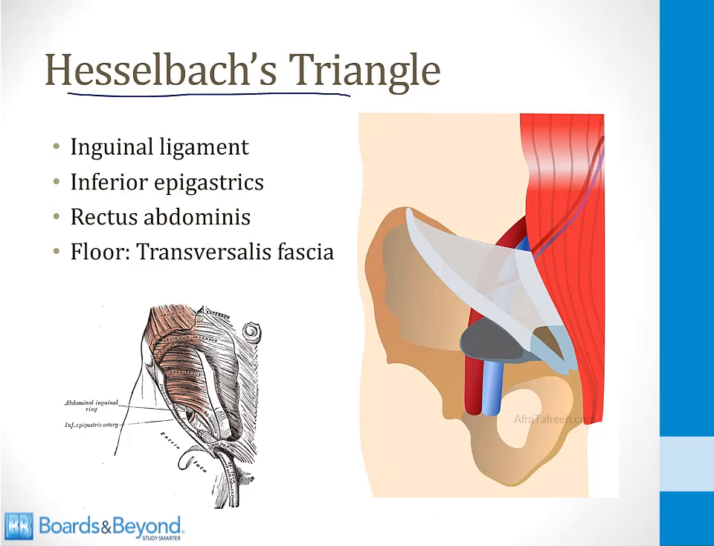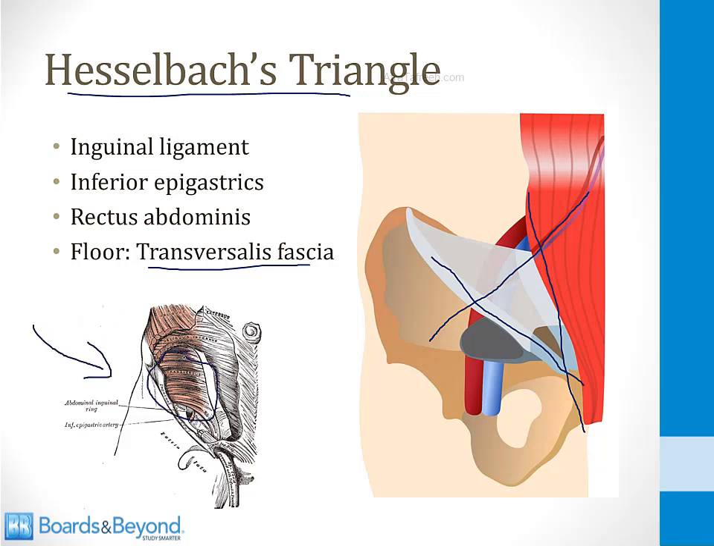The defect in the abdominal wall that the bowel protrudes through in direct hernias occurs in Hesselbach's triangle. Hesselbach's triangle is formed by the inguinal ligament here, the inferior epigastric vessels here, and the rectus abdominal muscle here. You can see it makes a triangle. The floor of that triangle is called the transversalis fascia. This is a picture of the transversalis fascia on the screen here. This is it right here. I'm circling it with my pen.